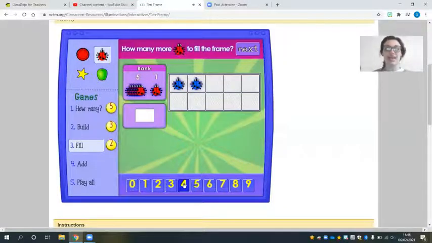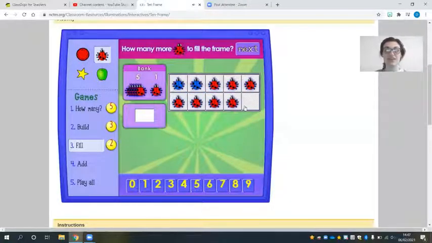So when you're playing this game, once you know the answer, it's really good to start saying how many blue and how many red, because this is the beginning of us looking at our number bonds to 10. So I'll show you all quickly. So we need 1, 2, 3, 4, 5, 6, 7, 8. There are 2 blue bugs and 8 red bugs. So there we go. So it's a really good game to play today.